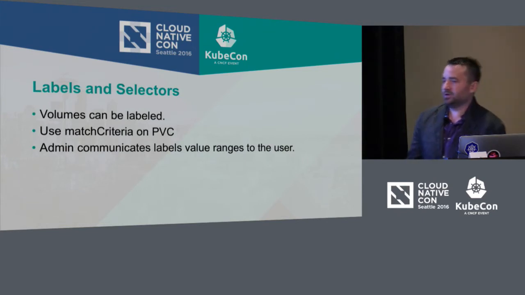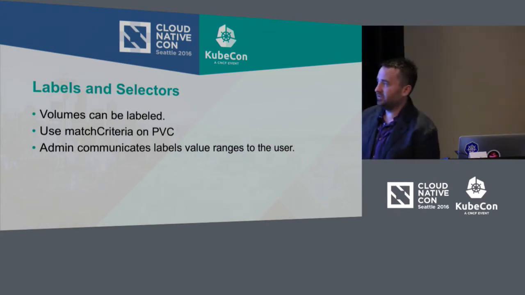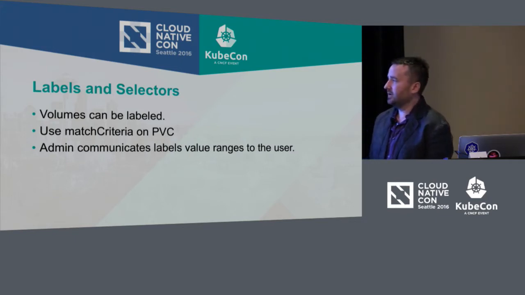So let's talk about the new features. Labels and selectors is a feature that we added recently. It's quite similar to node labels and node selectors. The idea is that you tag your persistent volumes with certain labels. Then you use match criteria on your PVC to essentially match the 2 together.